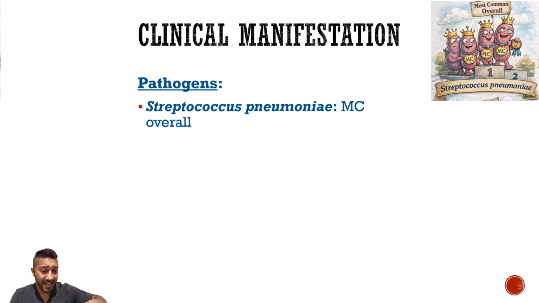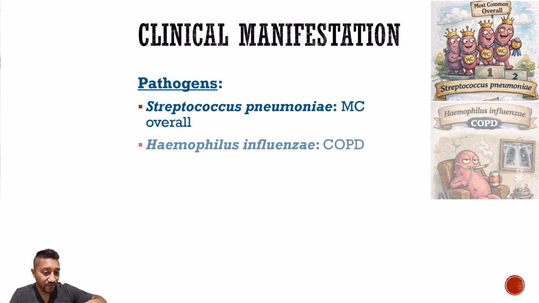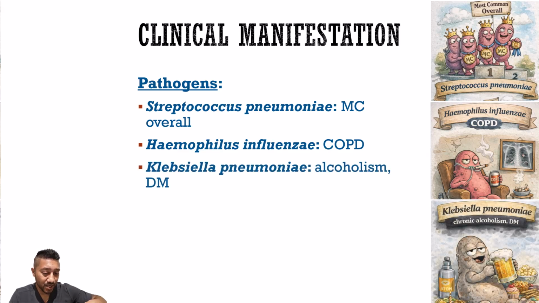However, the PANCE will sometimes add additional features to suggest a different bacteria as the cause of the patient's pneumonia. For example, if the patient has these pneumonia symptoms, but also has a history of COPD, then the boards want you to think H. flu as the most likely pathogen, given that H. flu loves chronically inflamed lungs. Now, if the patient has a history of alcohol use or diabetes mellitus, then the boards want you to think about Klebsiella pneumoniae as the most likely culprit.